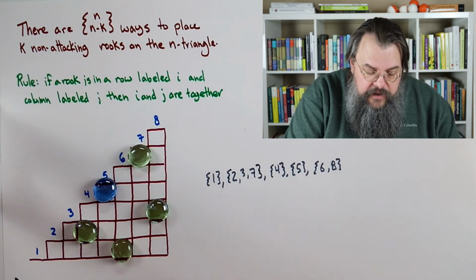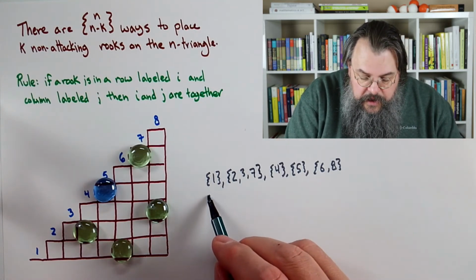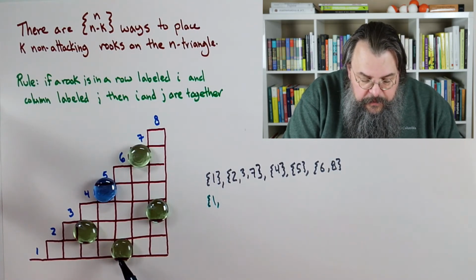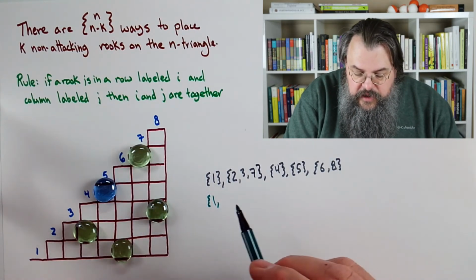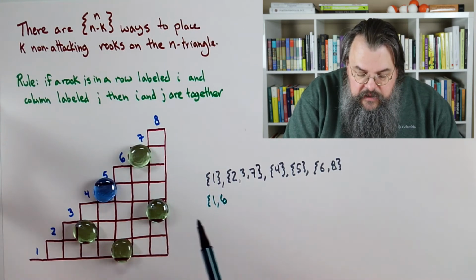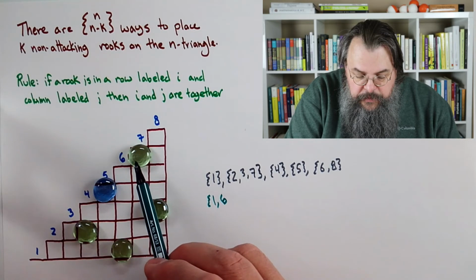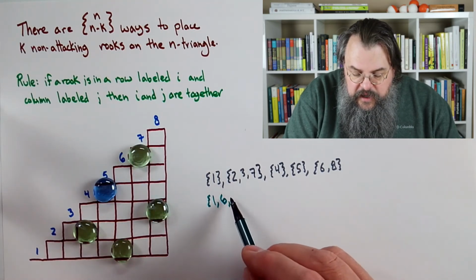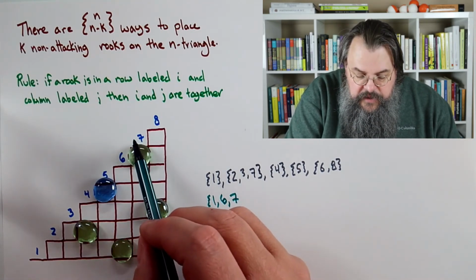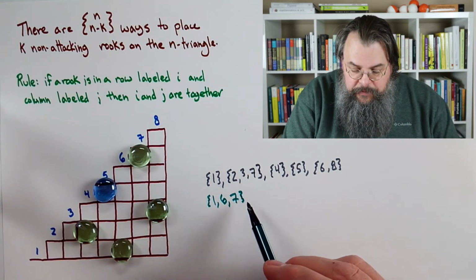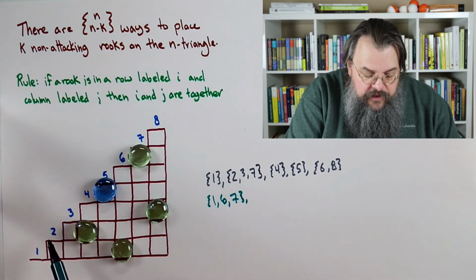Again, starting at the bottom, we start with 1. Does anything go with 1? We go across, up. We see a rook, we go up. 6 should go with 1. Does anything else go with that? We'll start with 6, see a rook, up to 7. From 7, we exit. So 1, 6, 7. How about starting at 2?